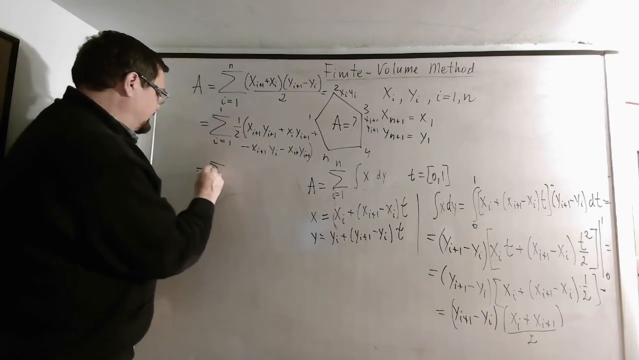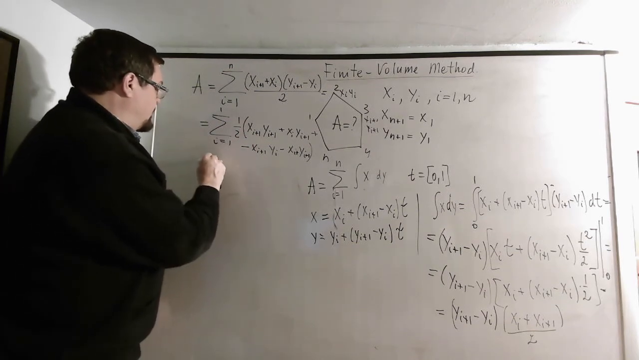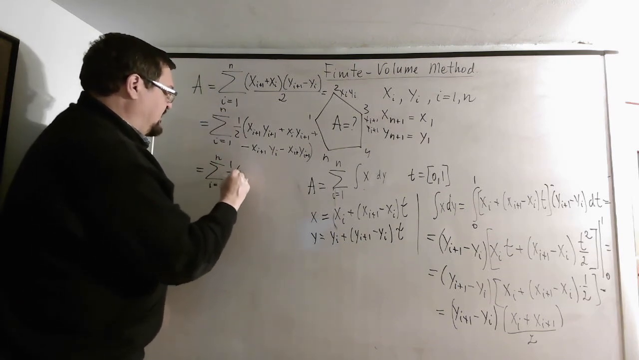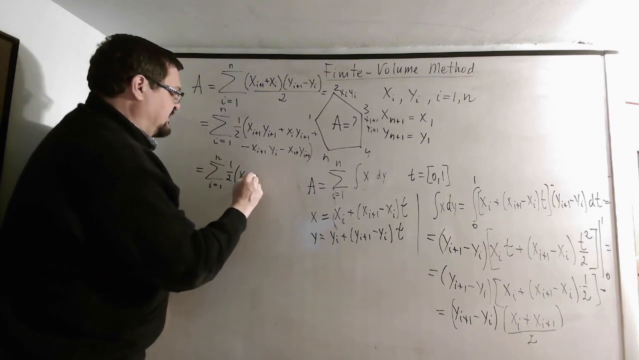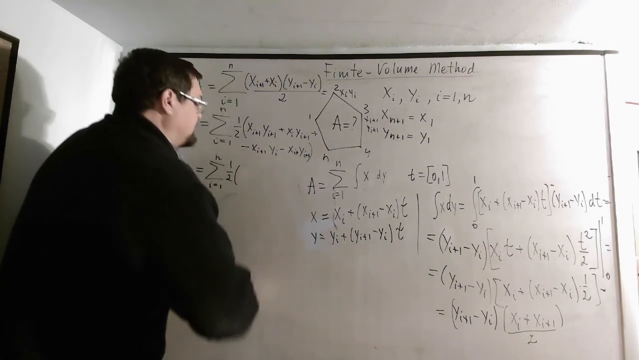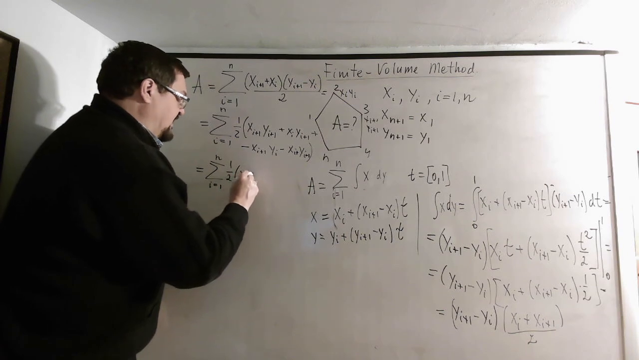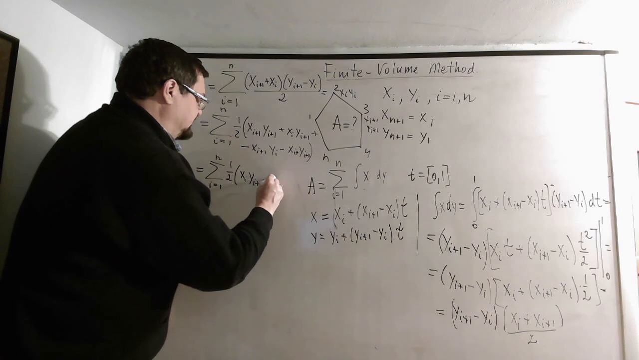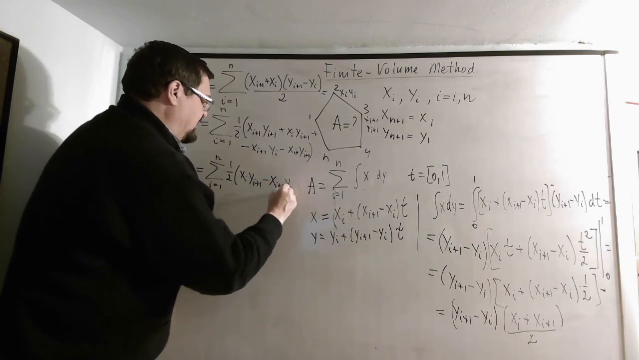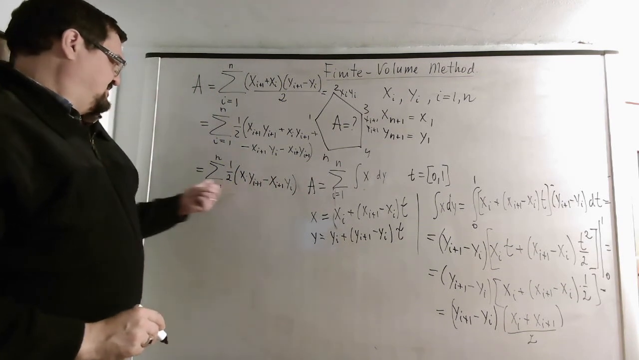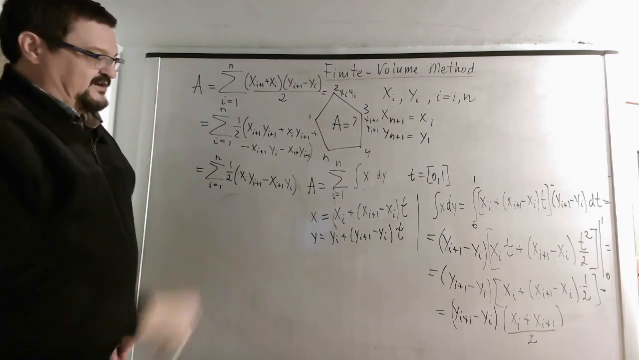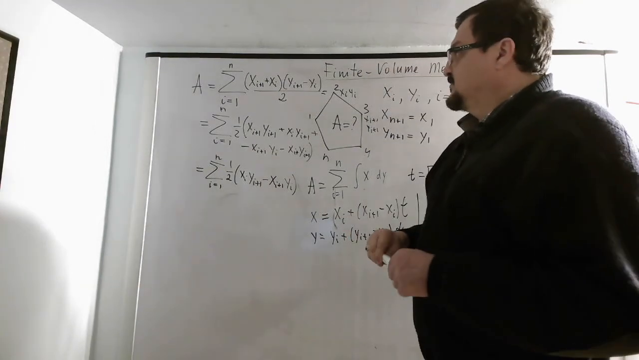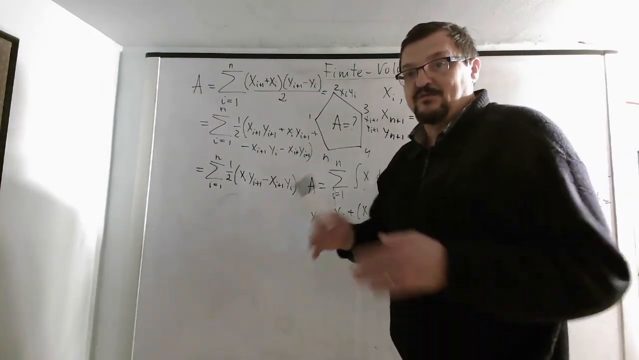So we have the following formula: the sum from i equals 1 to n of 1/2 times (xi yi plus 1 minus xi plus 1 yi). This sum is equal to the area. So it's a very simple way to compute areas of irregular shapes.